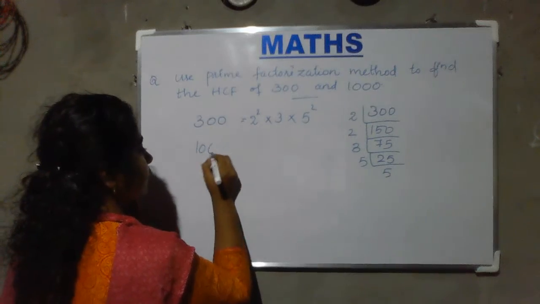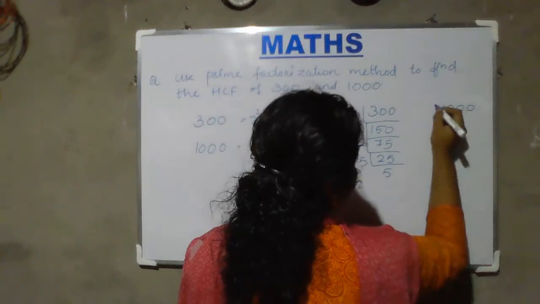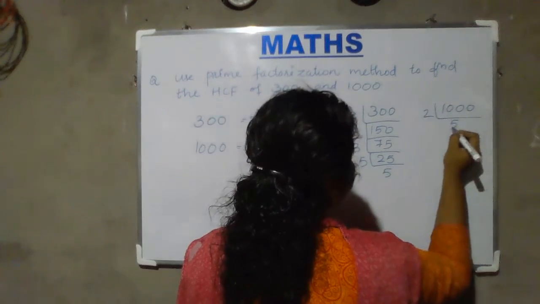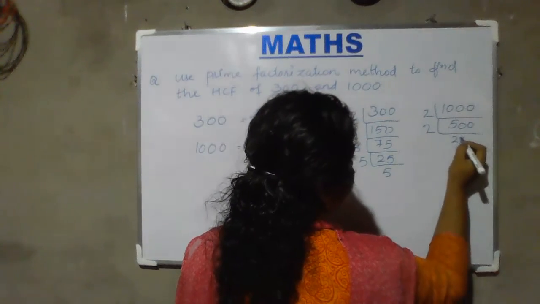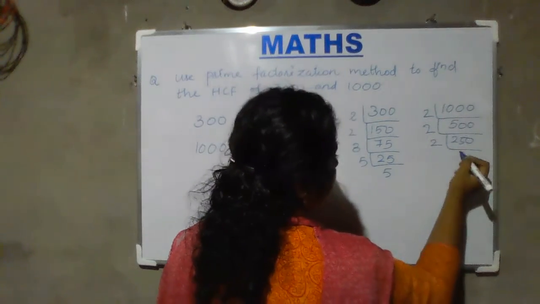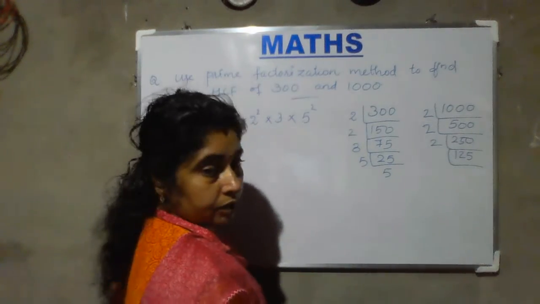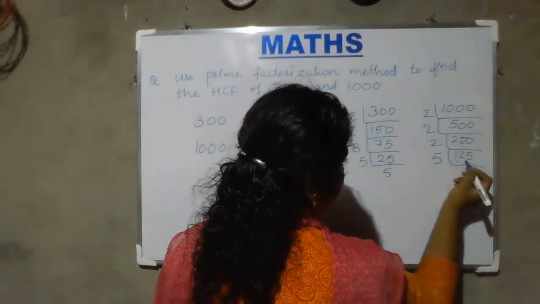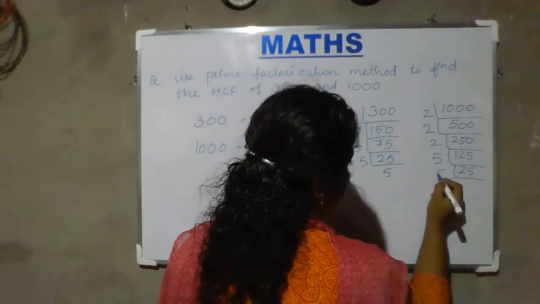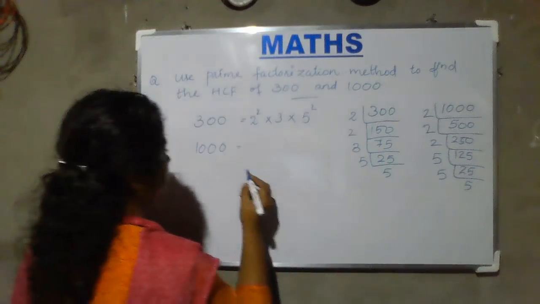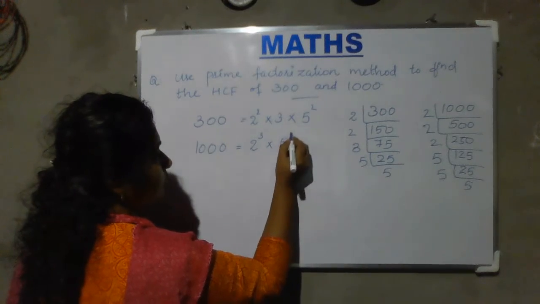Now, prime factors of 1000. 1000 is divisible by 2, then 1000 by 2 is 500, which is divisible by 2. 500 by 2 is 250, which is divisible by 2. Then 250 by 2 is 125, and 125 is divisible by 5. Then 125 by 5 is 25, which is divisible by 5. Then 1000 is 2 raised to 3 into 5 raised to 3.